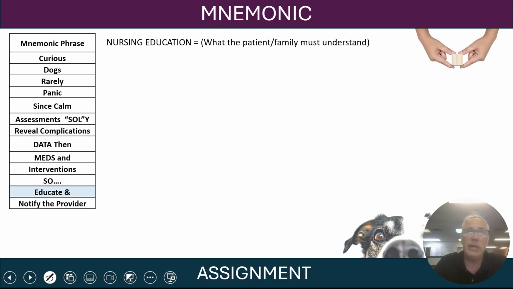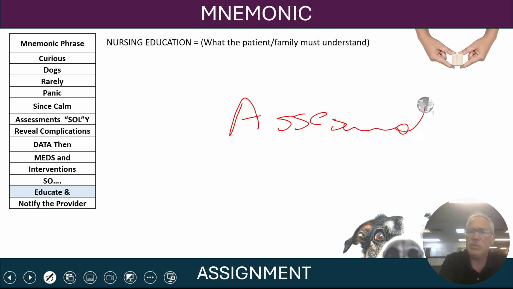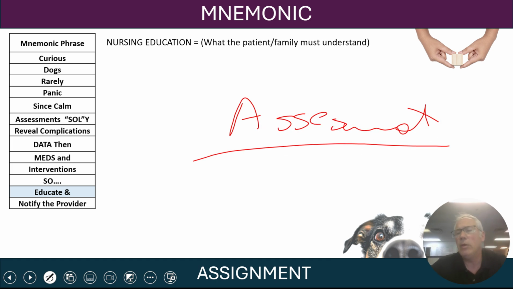If they have something like CHF, and they're on a salt restricted diet, but they're eating out or having a lot of fast food, which has a lot of salt in it, or canned goods and things like that, and they keep coming in, and you ask them, assessment, what have you been eating? What's been going on? Are you taking your medications? They say, I've been eating out a lot. And that salt might cause that increased shortness of breath for the patient.